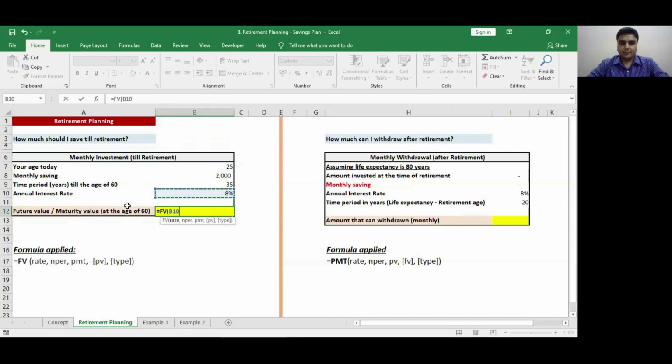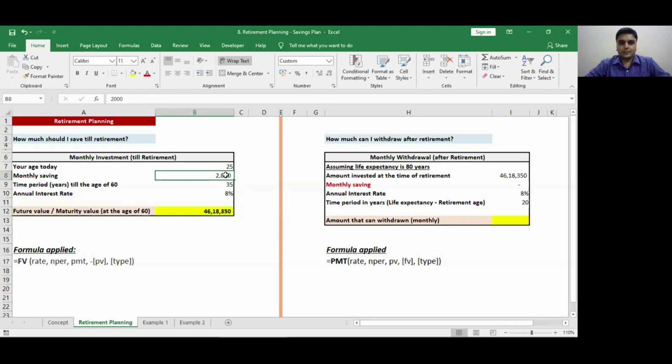Rate will be 8% divided by 12. Number of period would be 35 into 12. Amount of installment would be 2,000. I will affix minus sign before that. There is no present value in the given case. This will be in the beginning of the period. I'll close the bracket. So in this case, if I keep on investing 2,000 rupees at the age of 25 till the age of 60, I will get a corpus of 46 lakhs rupees.